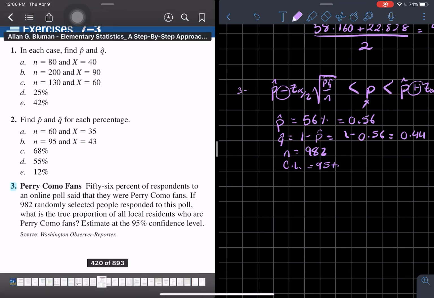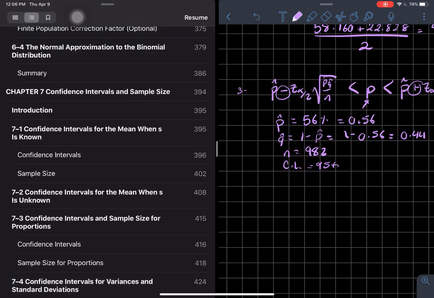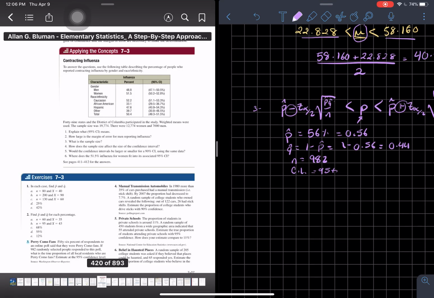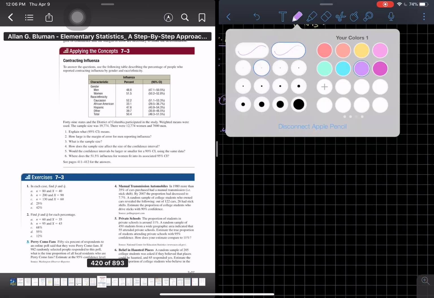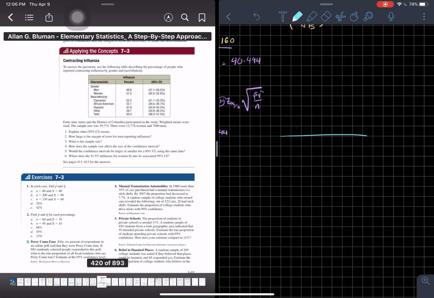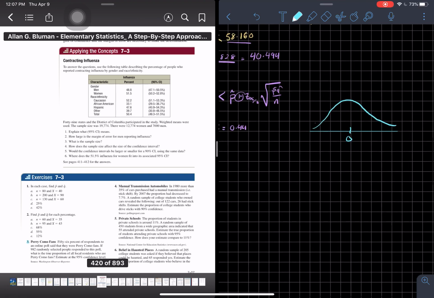Now, if you guys remember from section 7.2, we would always go to this table to find the z-score. Actually, before we go there, let's just look at the distribution. My distribution looks like this, because this is a z-curve, right? Because again, we just said n is larger than 30, so it's gonna look normal, so it's gonna be a z-curve where my middle is 0.